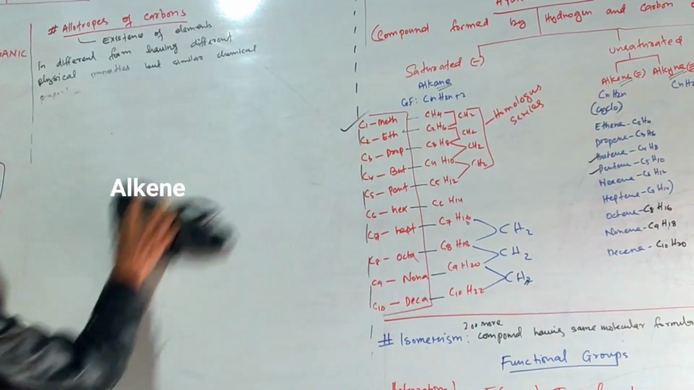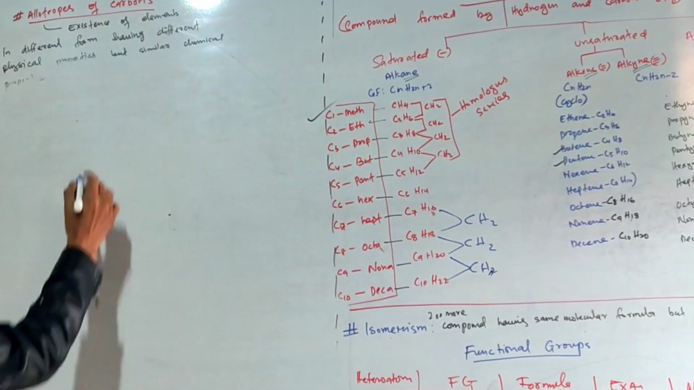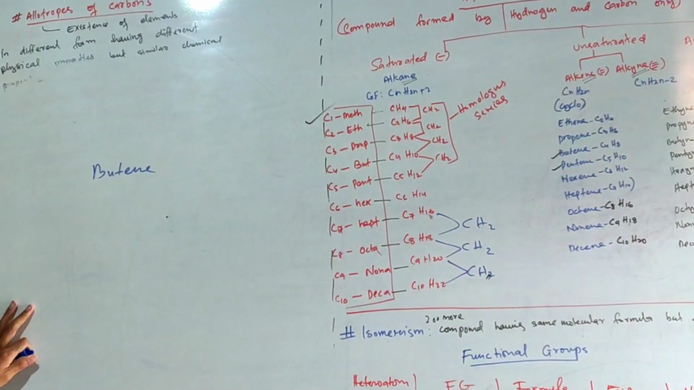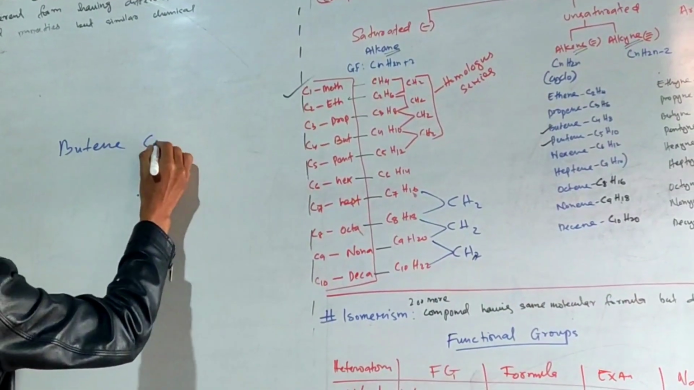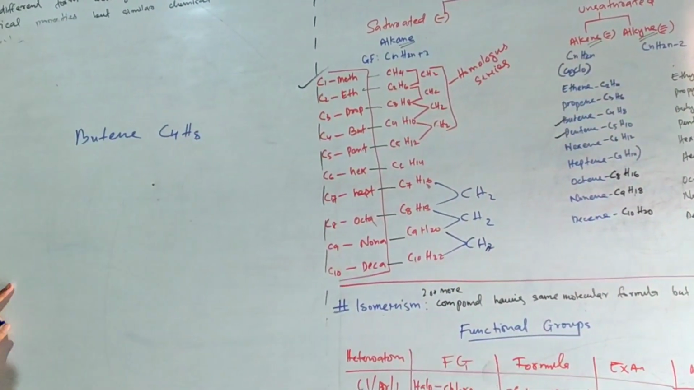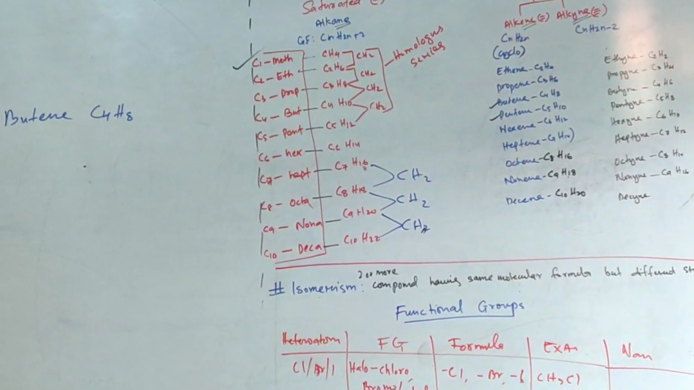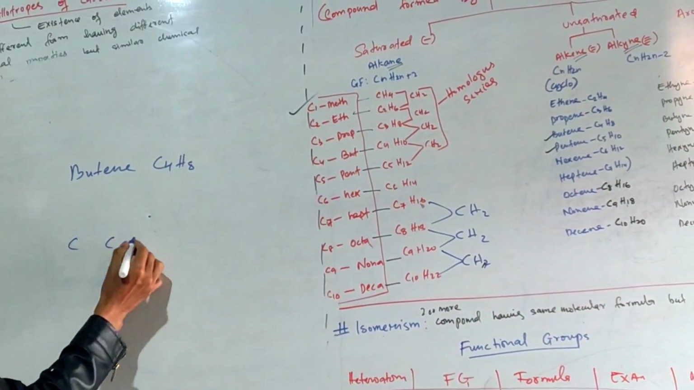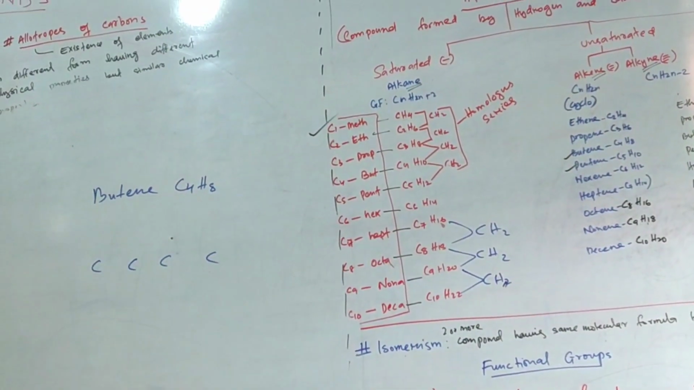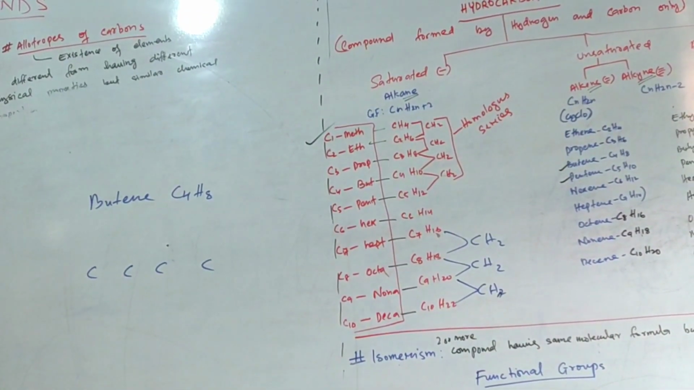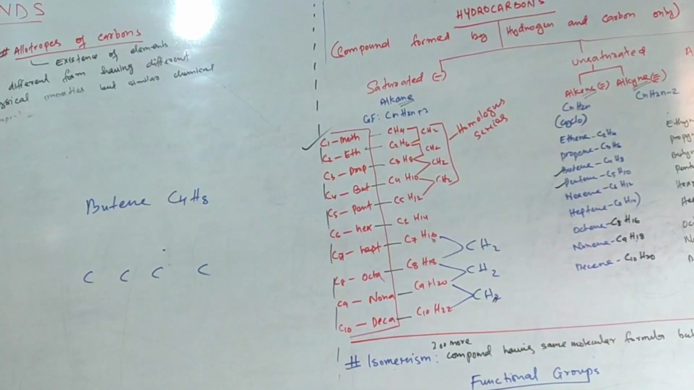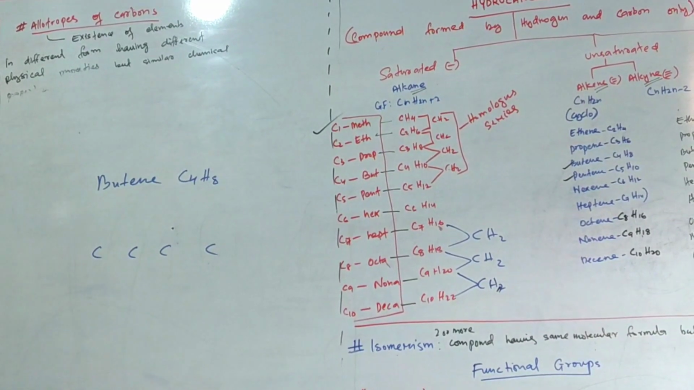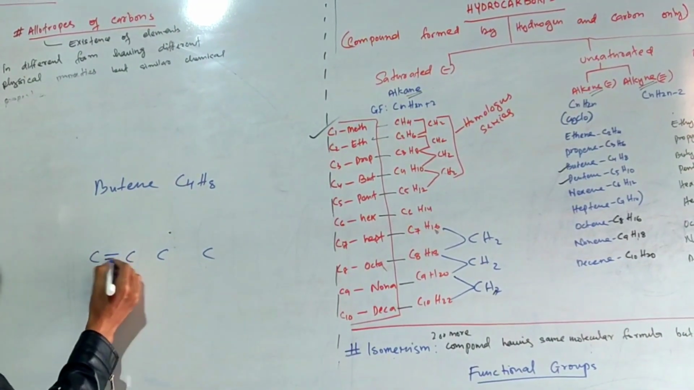Okay, now let's talk about butene. But means 4 carbon. Am I right? C4H8. C4H8 can be drawn like this. 1, 2, 3, 4. There are so many ways to write this, 2 or 3 ways to write butene, because we are going to keep a double bond, we should be very careful. In this case, we can keep it here.